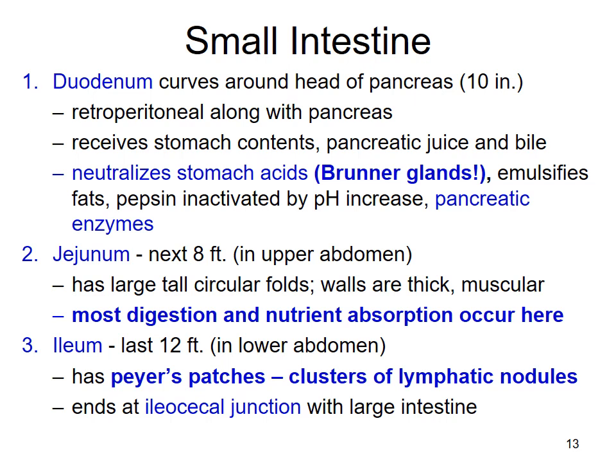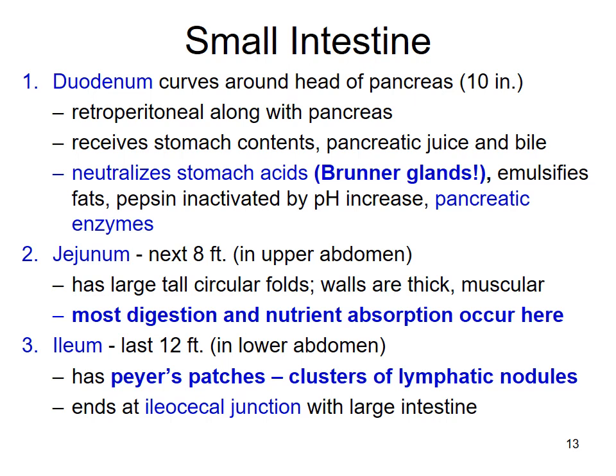In addition to neutralization, also keep in mind that your pancreatic enzymes as well as your bile secretion are also being released in the duodenum, courtesy of the liver, the gallbladder, and the pancreas.